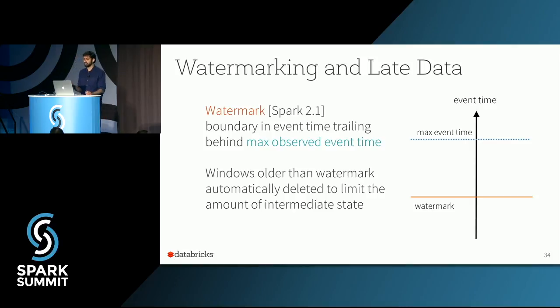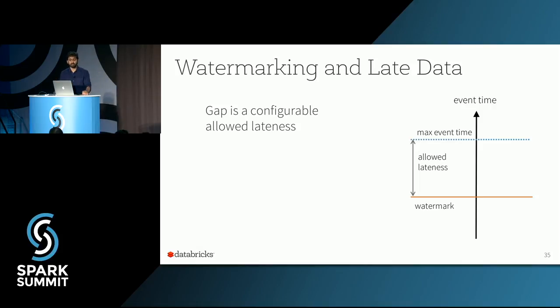The way this works is as follows. The watermark is defined as a continuously advancing boundary that is trailing behind the max event time that the system has seen in the data. So if the blue line is the max event time that the system has seen till now, then the watermark is a boundary that is trailing behind it in terms of event time. Any state that is older than that watermark will be dropped. Now this gap between the max event time and the watermark is configurable by the user.